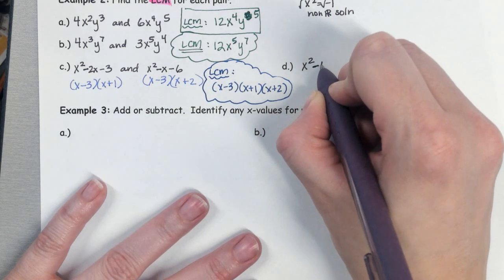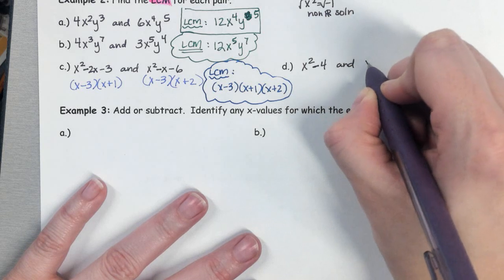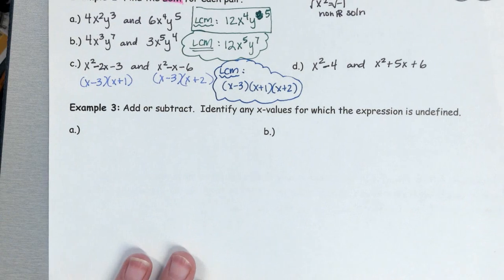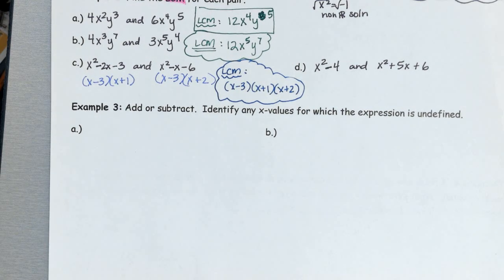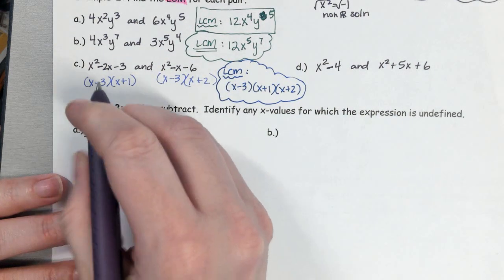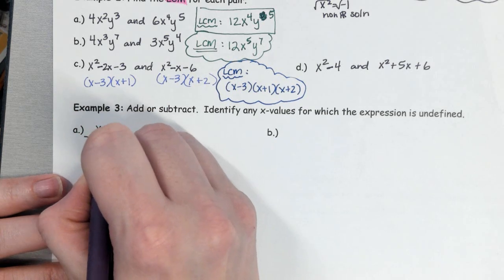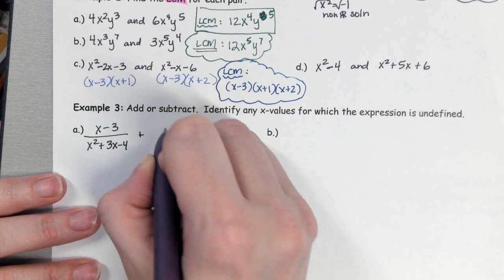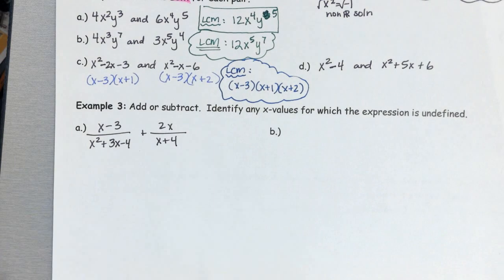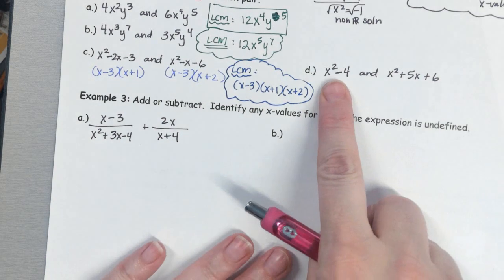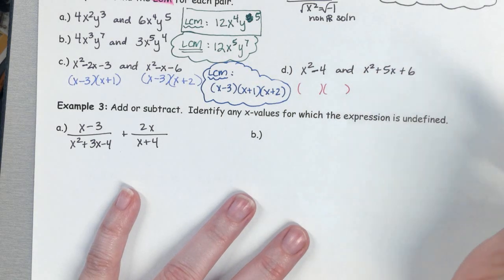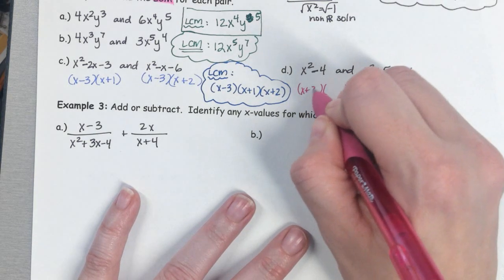So for D, we have x squared minus 4 and x squared plus 5x plus 6. Okay, can you guys factor those two? Alright, do you remember this guy's a special pattern? X squared minus 4, what does that factor to? Yep, x plus 2, x minus 2.